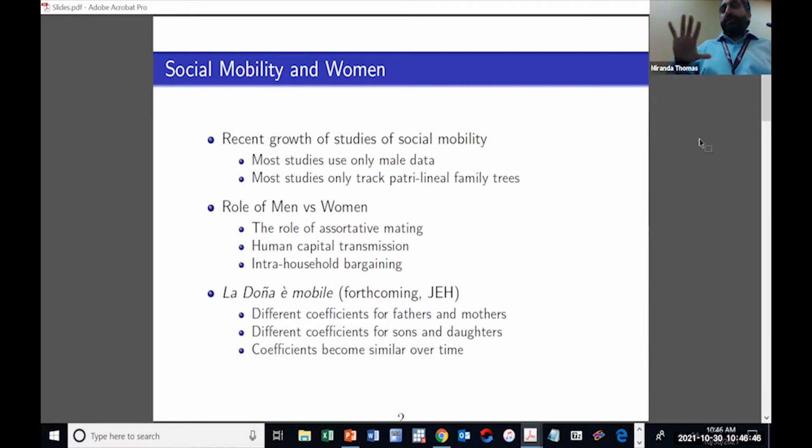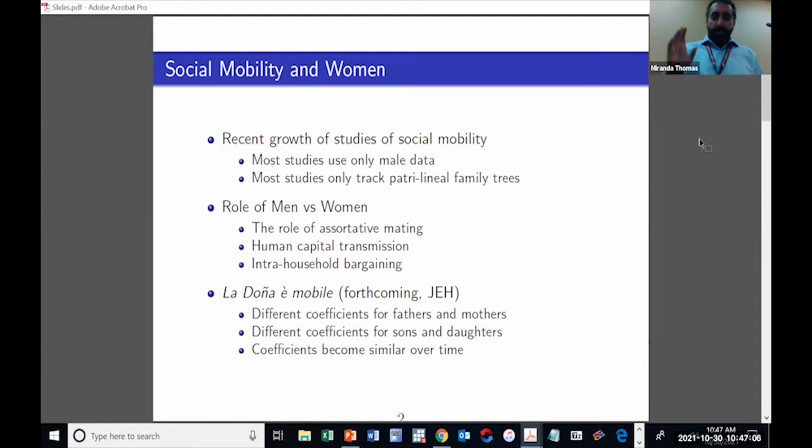And what we do find is that the coefficients that we're going to talk about are different for men and women, but over time, by the end of the 18th century, we do see that they converge together. So the symmetry that they found, they have assumed in their paper, is not inconsistent with what we found, that by 1800, most of those effects seem to be pretty symmetric.